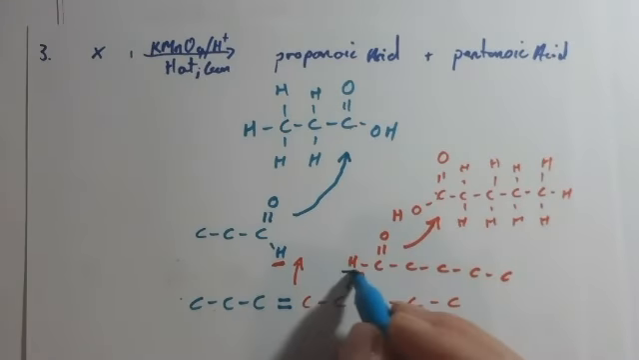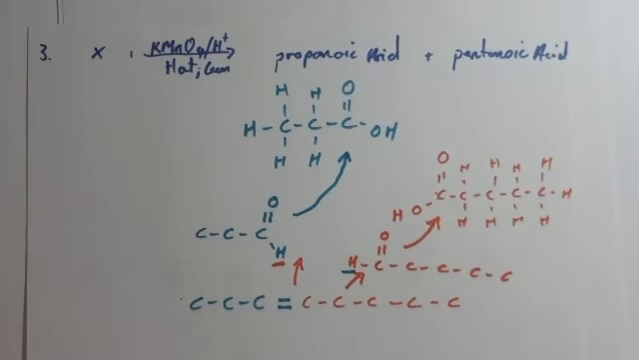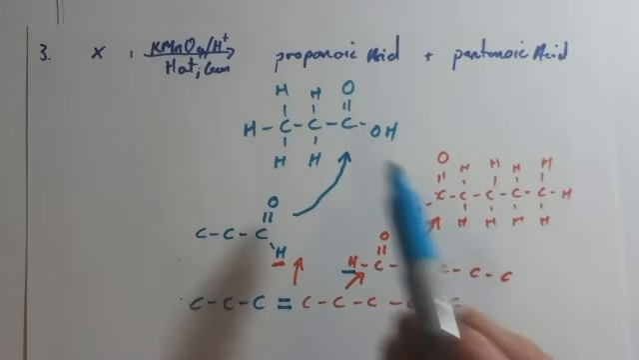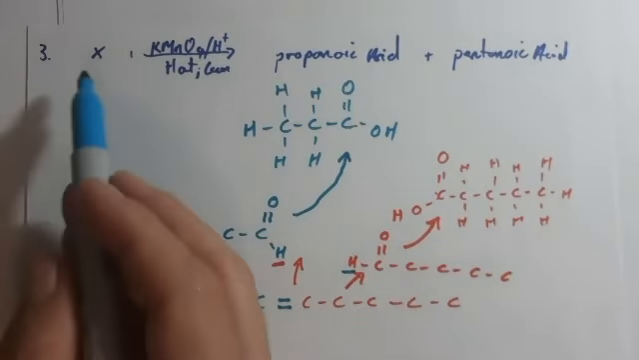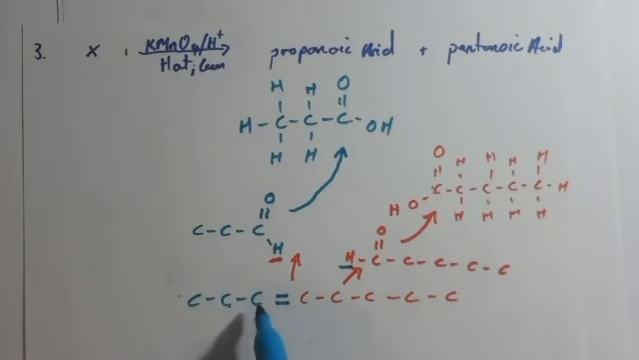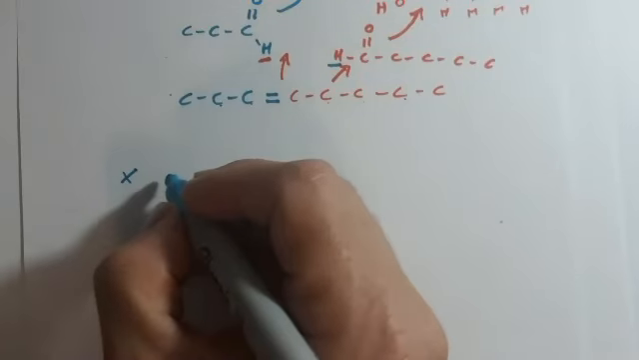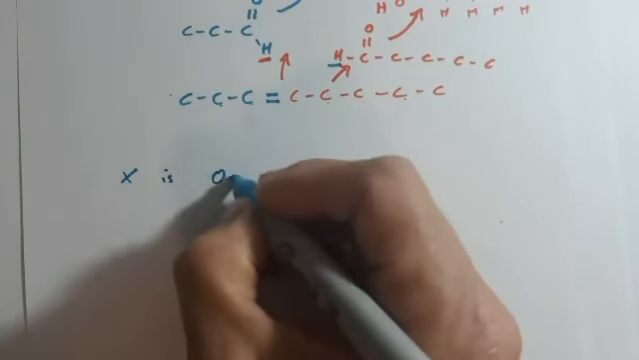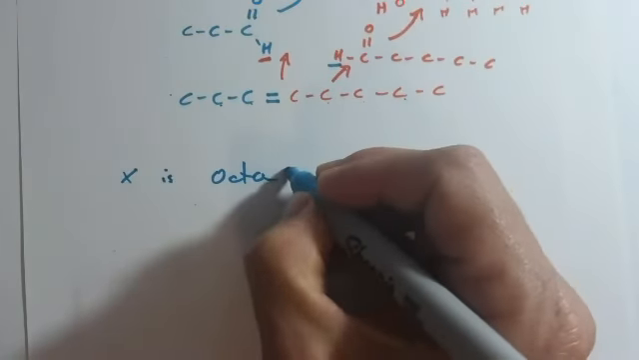So yes, you're right. Oxidation is the addition of oxygen, but we need to remove something to add it, and that's the hydrogen. So my X in this case was 1, 2, 3, 4, 5, 6, 7, 8. So it's oct-3-ene. So X, let's just write it in. X is oct-3-ene.